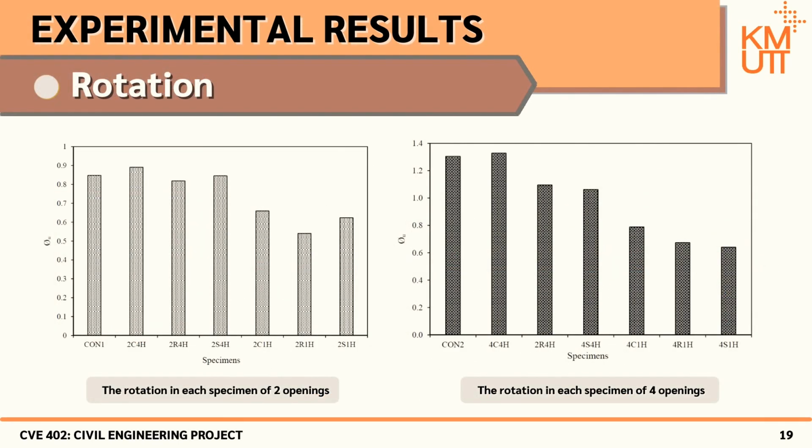For the ultimate rotation in both figures, it can be seen that the rotation when openings were located at 4H was similar to the control specimen. However, the rotation when openings were located at 1H in both groups was lower than the control specimen.